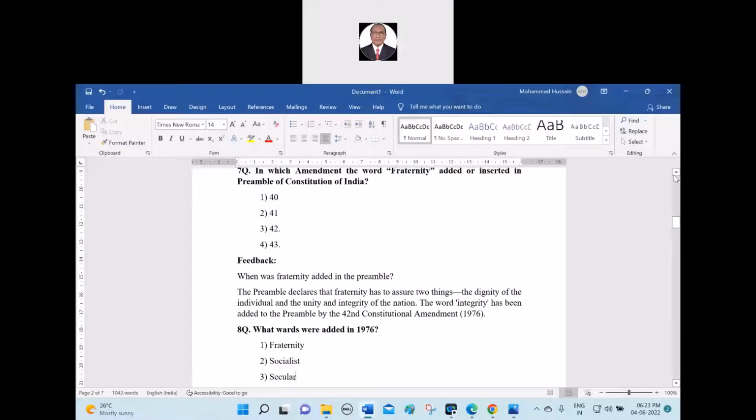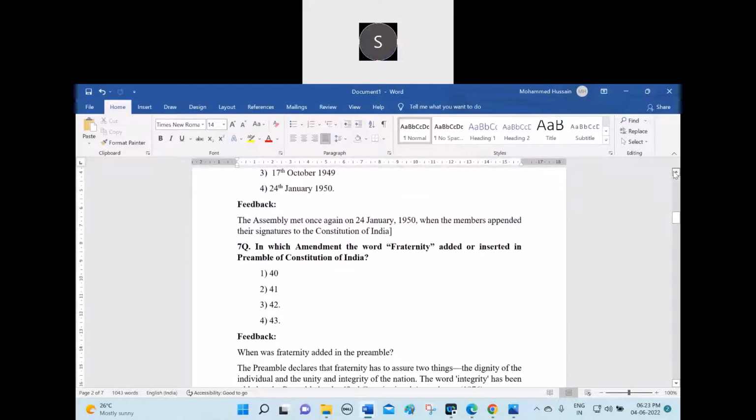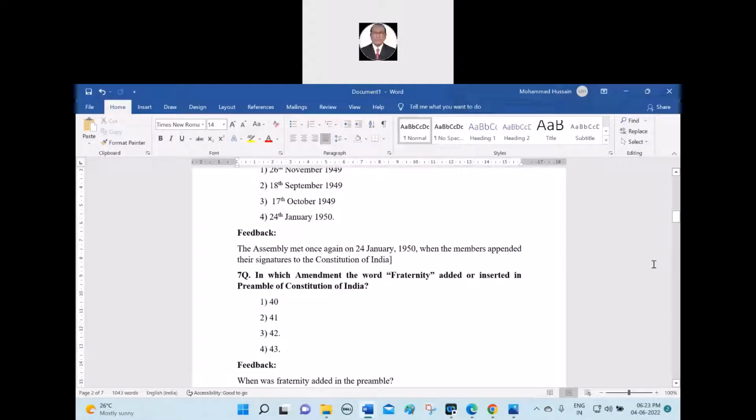And another supplementary question. In which year was the 42nd amendment made? 1972? No. Indira Gandhi, of course, was there at the time. I am not giving you the option because I want to see whether you know. 1976, sir. You are right.